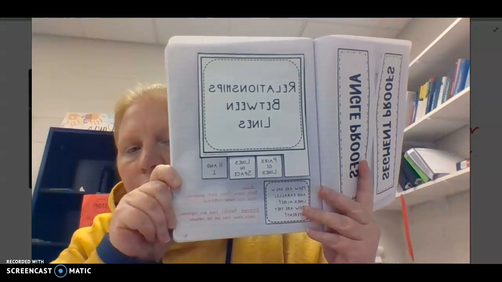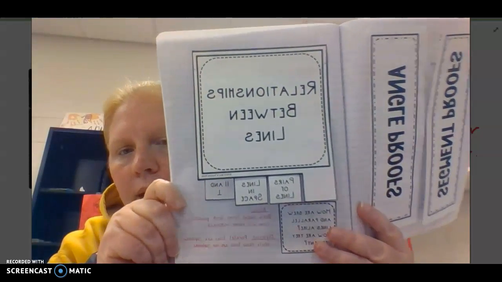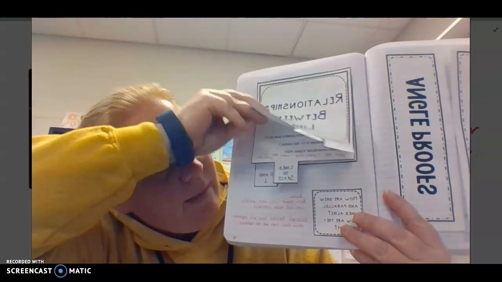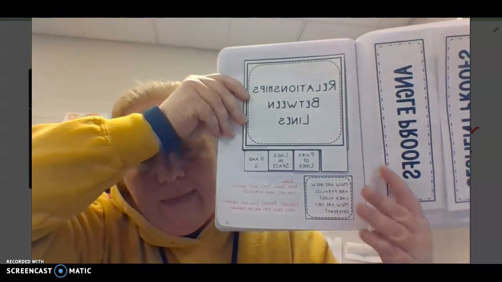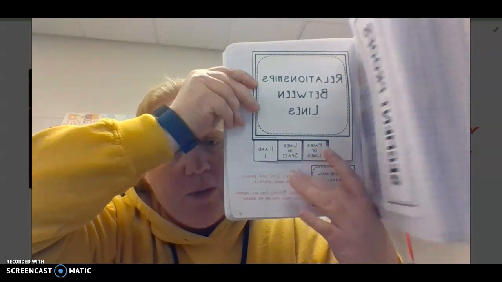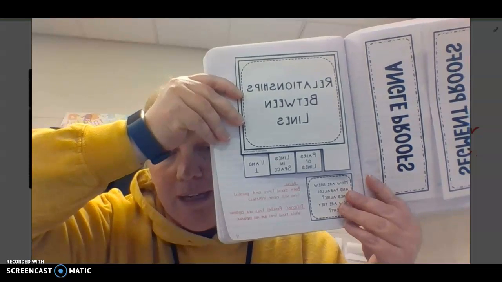All right, guys, so if you look, this is how I glue it into my interactive student notebook. So as you can see, I have all these tabs that I can just lift up here, and then I've glued this down, and I have the writing that goes with it right here. So it should be pretty easy to follow.